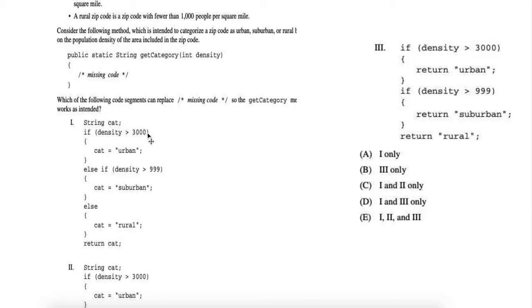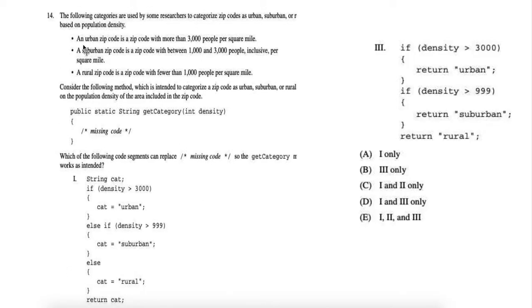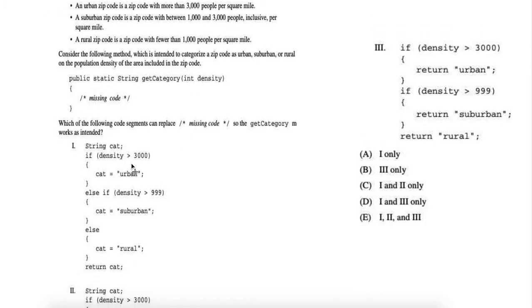So if density is greater than 3,000, the category is urban. That corresponds exactly to what we have here. That is good. If the first one is true, we don't even check the second one because this is an else statement. And likewise, we don't check the third part either. So if density is greater than 3,000, then cat will be returned as urban. That's exactly what we want.